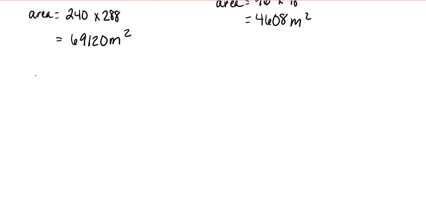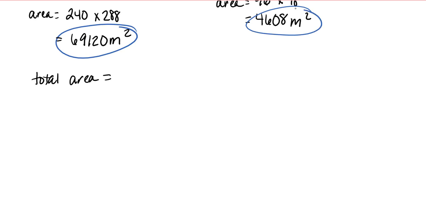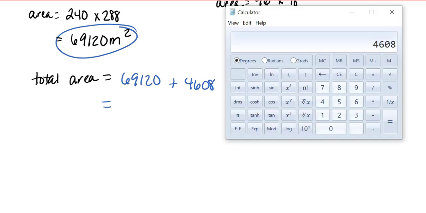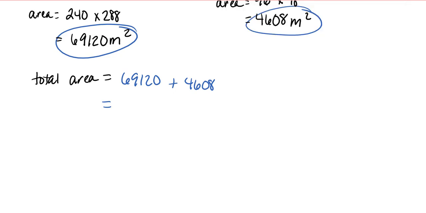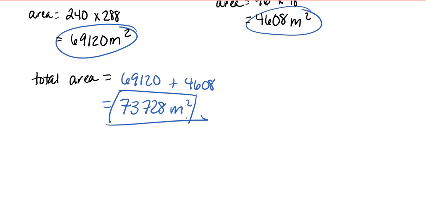Then to find the total area, we add these two numbers together. Bring out our calculators. Since we already have this number, let's just add that number to it, and we get 73,728 meters squared, and that would be the total area of the containment.